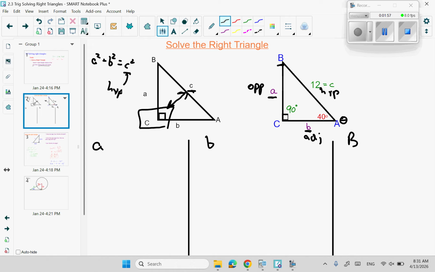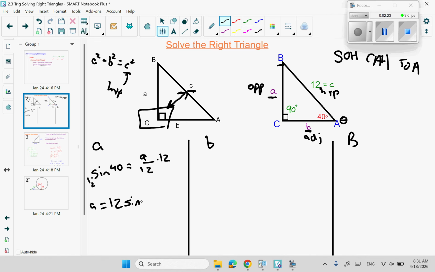So that would be, of course, if we're using SOHCAHTOA, I'm going to use sine that uses opposite and hypotenuse. So sine of A, which is 40 degrees, equals opposite a over hypotenuse 12. Now it's just a matter of getting a by itself, so I can multiply both sides by 12. So we get a equals 12 sine of 40.